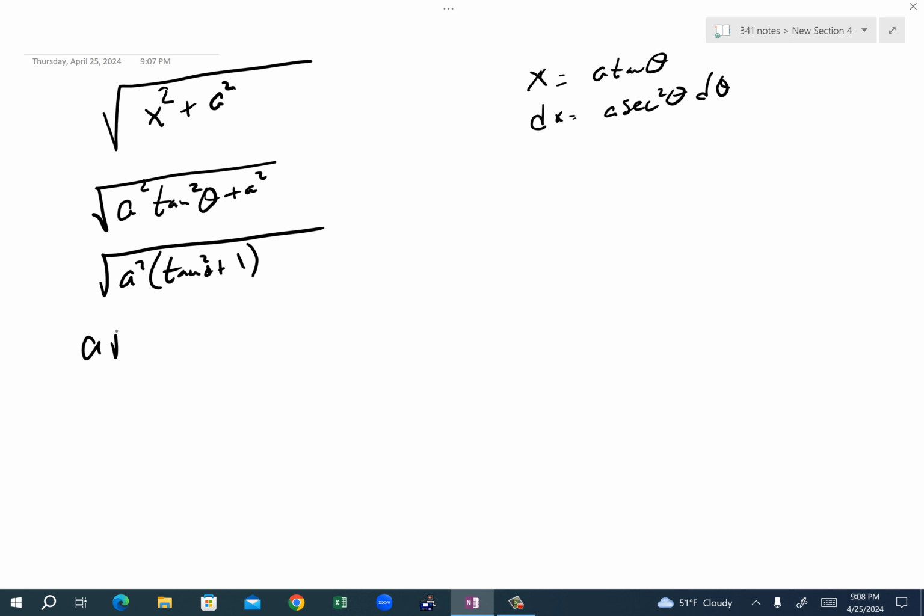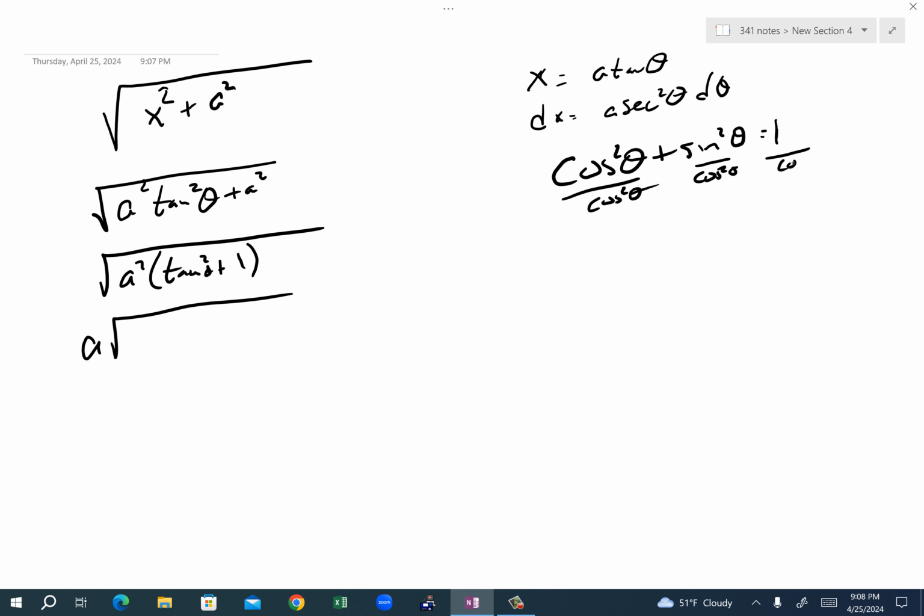Of course, you can pull that out front. Tan squared plus 1, by definition, let's write this down somewhere. You recall cosine squared theta plus sine squared theta is equal to 1. If I divide everybody by cosine squared, that's the cardinal rule of algebra: whatever you do to one side, you must also do to the other side. 1 plus tan squared equals secant squared.